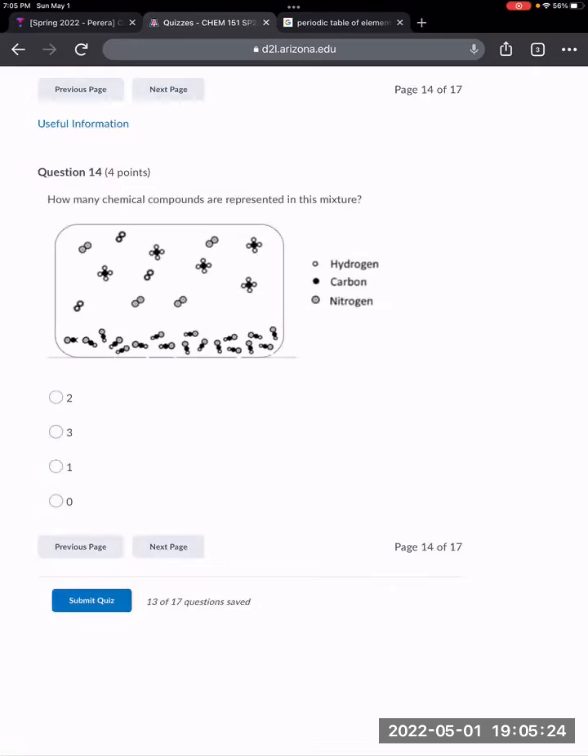Okay, moving on. How many chemical compounds are represented in this mixture? A chemical compound contains 2 or more types of atoms. Okay, and then we have CH4 with carbon and hydrogen. Then at the bottom we have the liquid HCN, with different atoms, so that should be 2. Okay, so let's see.